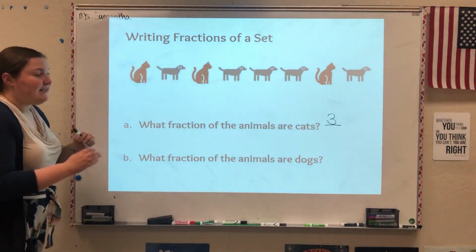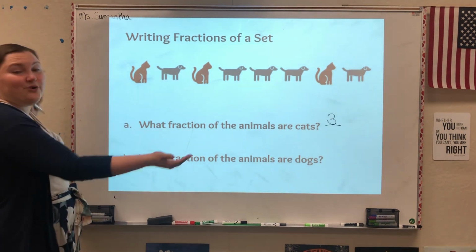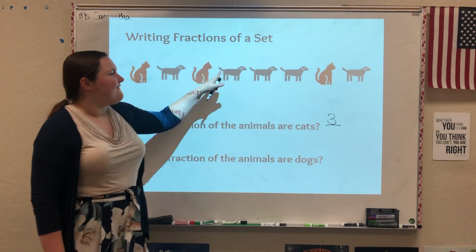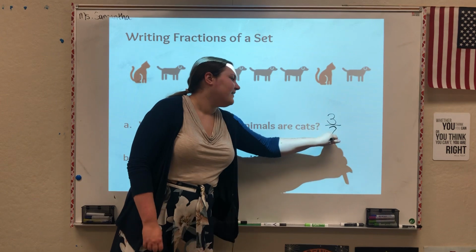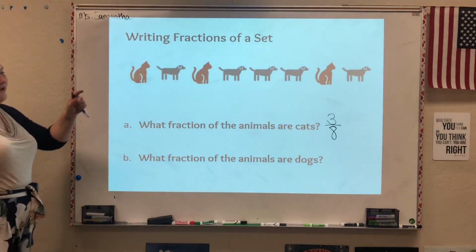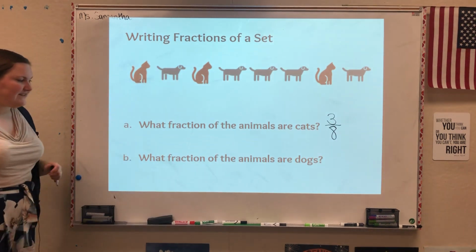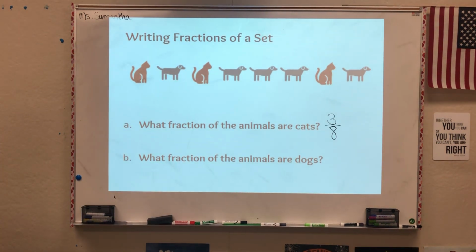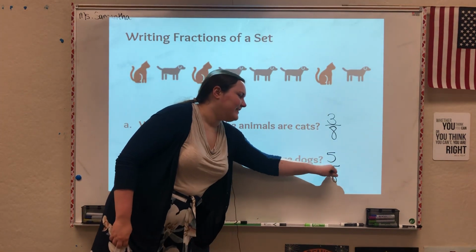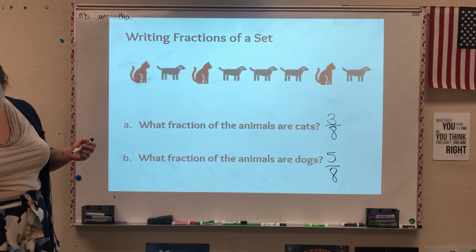Your denominator is the total. So this time, instead of how many total parts there are, it's going to be how many total things are in our set. So for this problem, that's 1, 2, 3, 4, 5, 6, 7, 8. So we're left with 3/8 of the animals are cats. There are 3 cats out of 8 animals. You go ahead and try this next one. What fraction of the animals are dogs? For this one, there are 5 dogs out of a total of 8 animals. So these are all examples of how you write fractions.